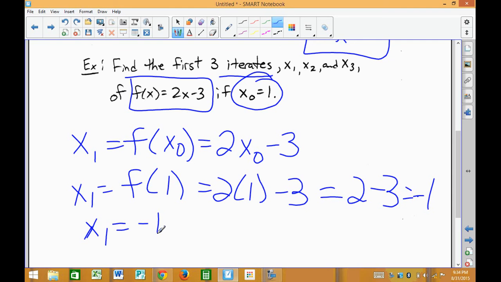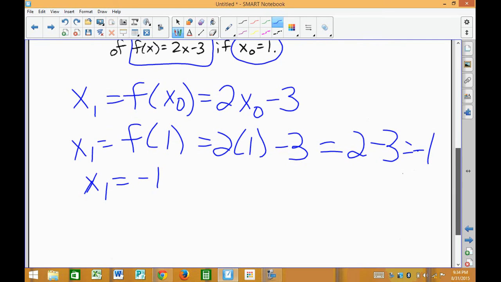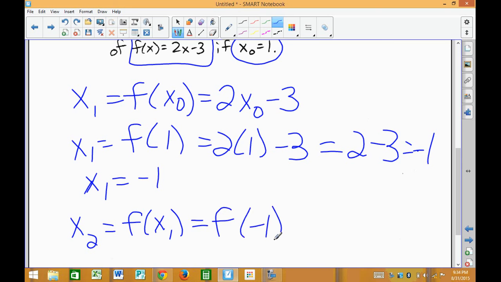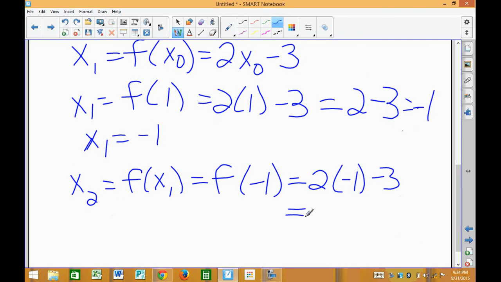And guess how you find the second iteration? You simply say, find x sub 2. I'm going to find what f of x sub 1 is. We're just going to plug that answer in. f of x sub 1, we just said, was negative 1. So we're putting negative 1 in for the x. So 2 times negative 1 minus 3. Negative 2 minus 3, negative 5. So x sub 2 is negative 5.